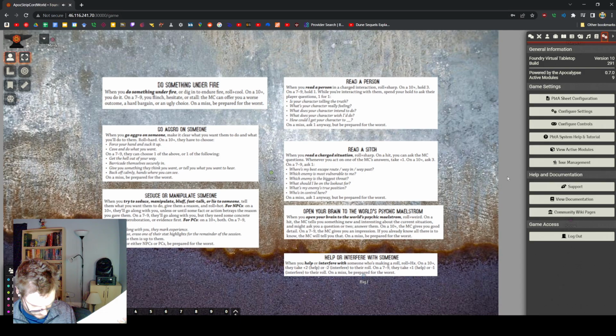Help or interfere with someone. When you help or interfere with someone who's making a roll, so obviously this only applies to PCs helping, when you're helping or interfering with your friends, you roll HX. This is your personal HX score with them, because you'll have different HX scores with everybody in the party. On a 10 plus, they either take +2 or -2 to their next roll. And on a 7 to 9, they take +1 or -1 to their roll. So those are the basic moves.